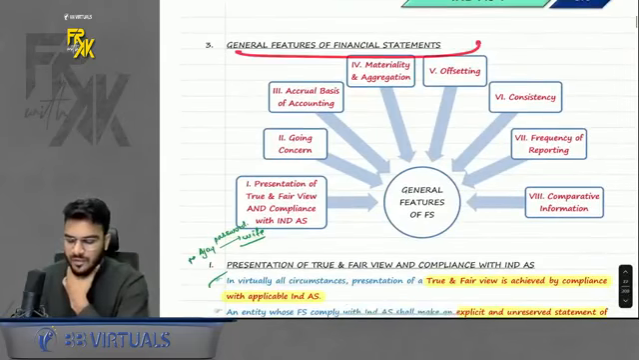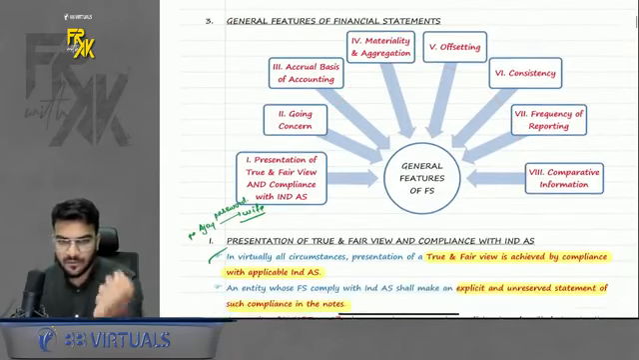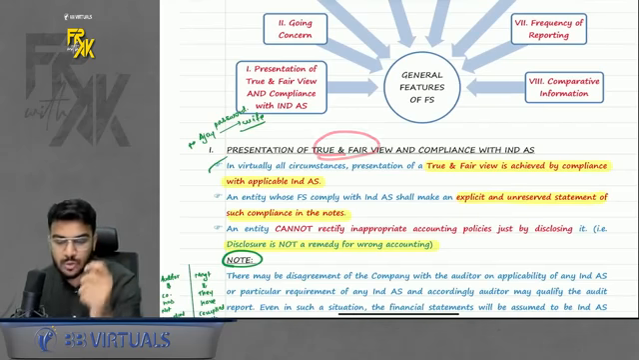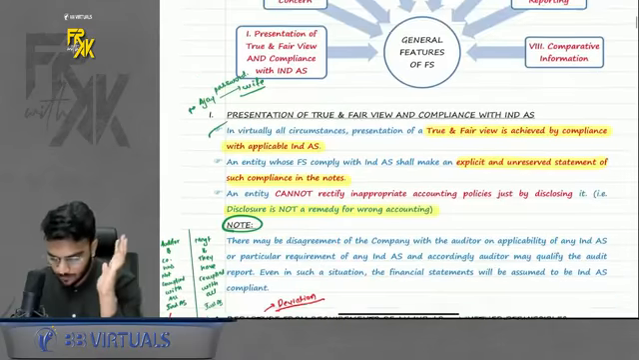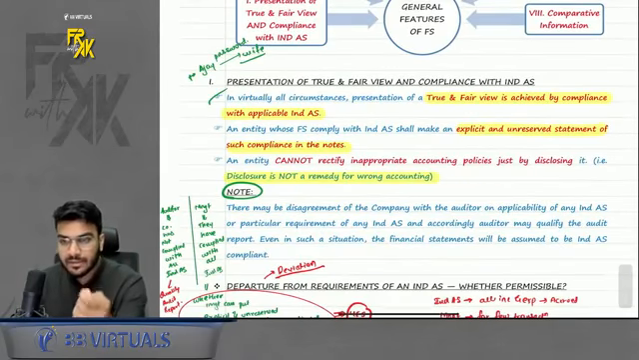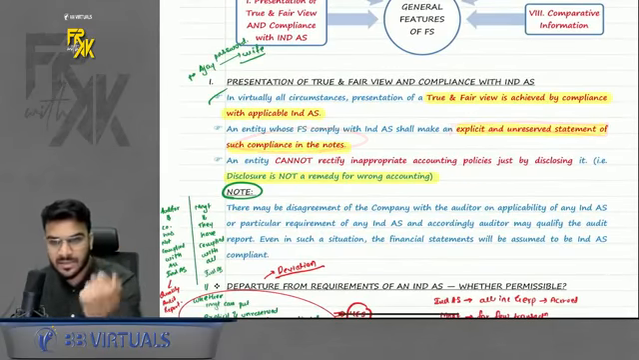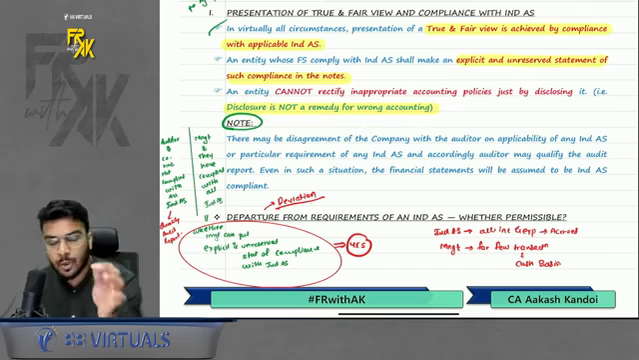Then there are general features of financial statements. How many features? 8 features. Don't revise them now. Just refer and move forward. First, presentation of true and fair view. So they say whenever you comply with Ind AS, we assume you are presenting true and fair view. Also, whenever you comply with Ind AS, you can make an explicit and unreserved statement of compliance with such Ind AS. Acha. Disclosure is not a remedy of wrong accounting. If you do anything wrong, just by disclosing it, you can't say that we have rectified the error.